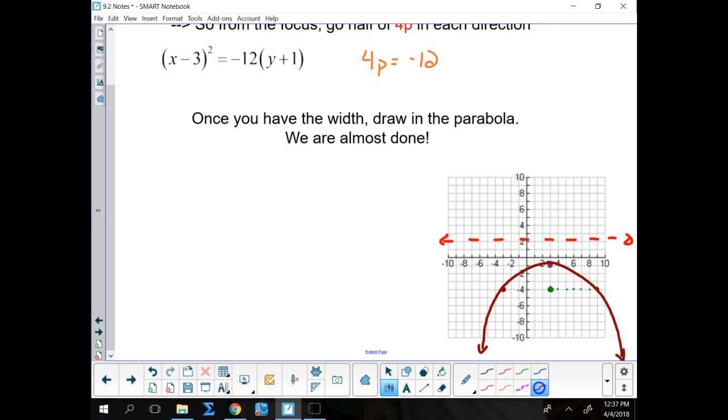We have a downward opening parabola, correct? Okay, that was step number 1. We have a vertex at the point (3, -1). That was step number 2. That's right here.